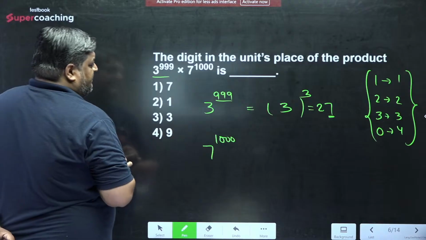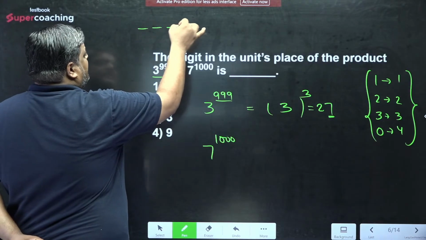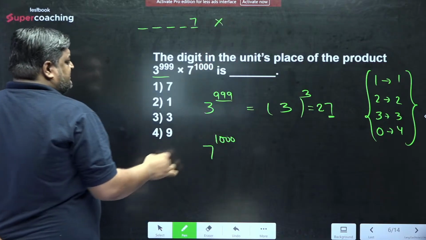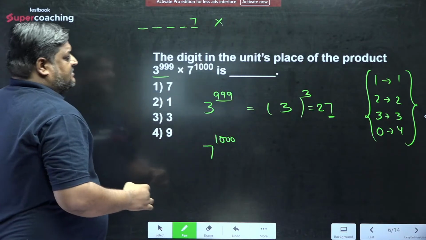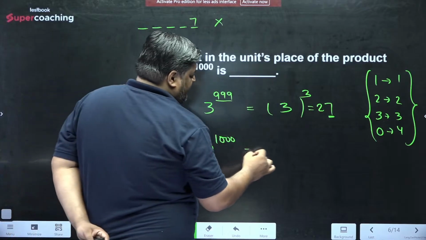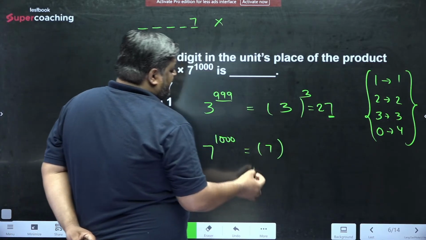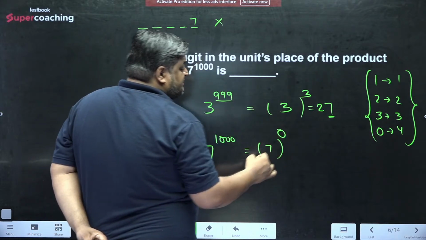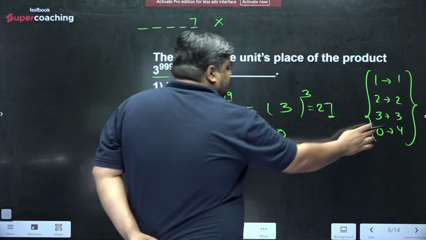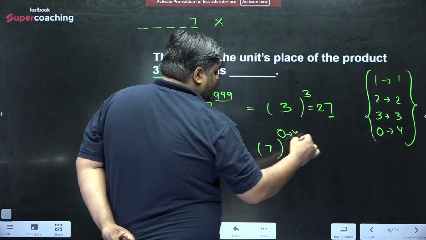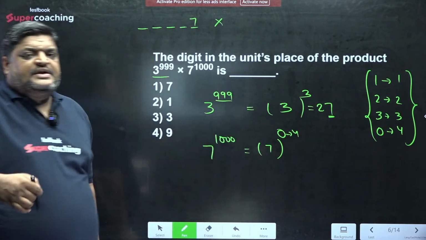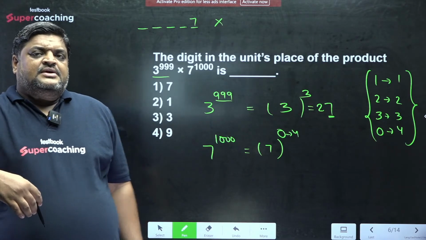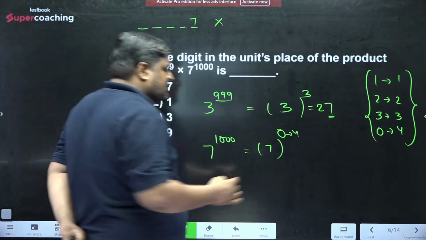3 raised to the power 999 would be a huge number that ends with 7, okay. Now let's deal with 7 raised to the power 1000. इसका expansion कैसे होगा बेटा, 7 would be here and 1000 को divide करो 4 से, it is exactly divided, remainder 0 आता है, तो अगर remainder 0 है तो we are taking 4. Now 7 raised to the power 4 is how much?